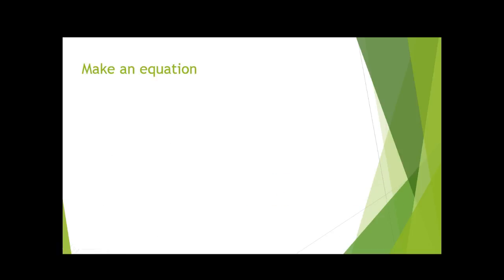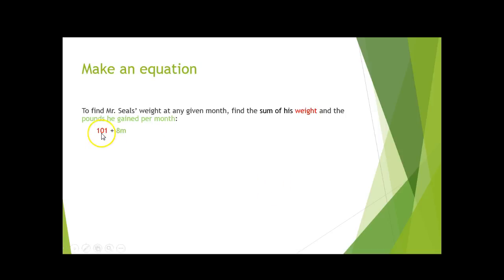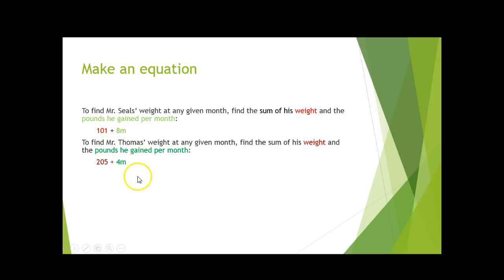The most effective way to figure out problems like this is to make an equation. To find my weight at any given month, I can find the sum of my weight and the pounds I gain per month. So there's my weight, pounds I gain per month, and that's the sum of each. I put 8 times m because I multiply how many months have gone by 8. So if 10 months have gone by, I multiply 10 times 8 and then add it to 101. Same with Mr. Thomas. Take the beginning weight and add 4 pounds per month.